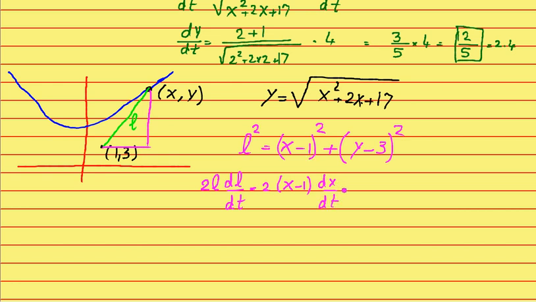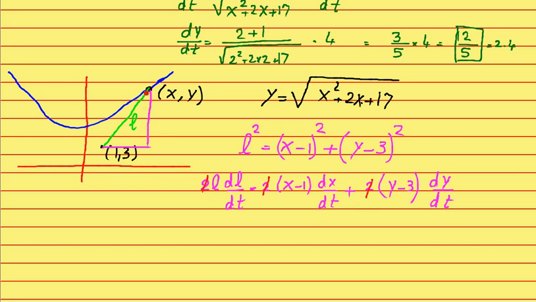Derivative of 1 is 0, so I don't need to write it. Plus 2, again, the base, y minus 3. Derivative of this is just dy/dt. All that is left to do is to plug in the numbers and get what we want. Now, just for simplification, let's divide by 2. So that's all gone.